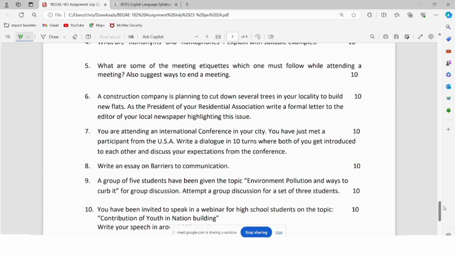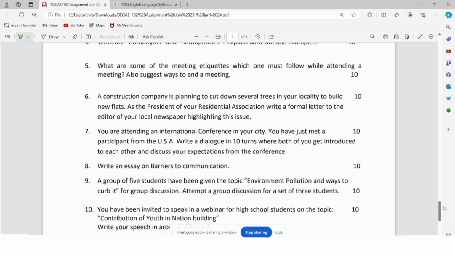Section 3.3 meetings. That is from page number 44. You can summarize and write your own answers. Okay, suggest ways to end the meeting, that is also clearly given. Now moving on to question 6.